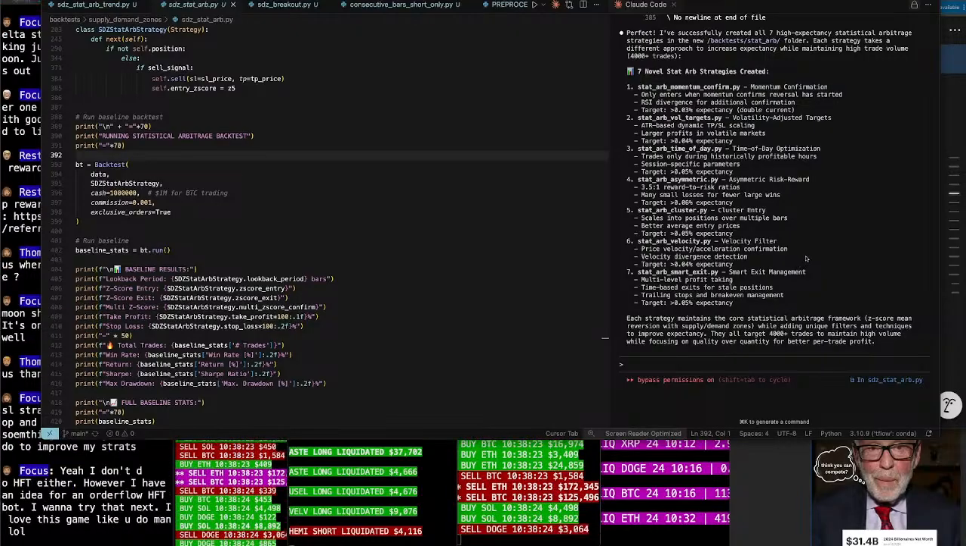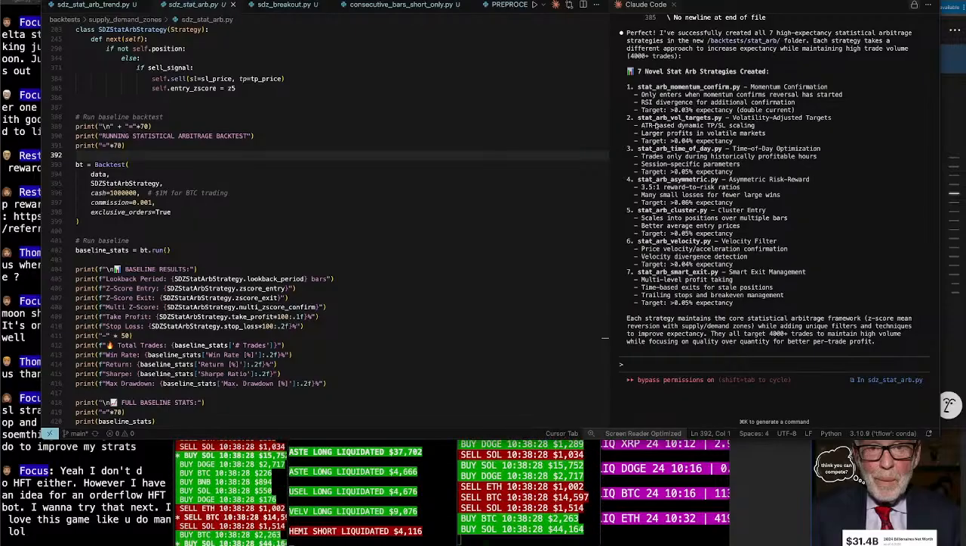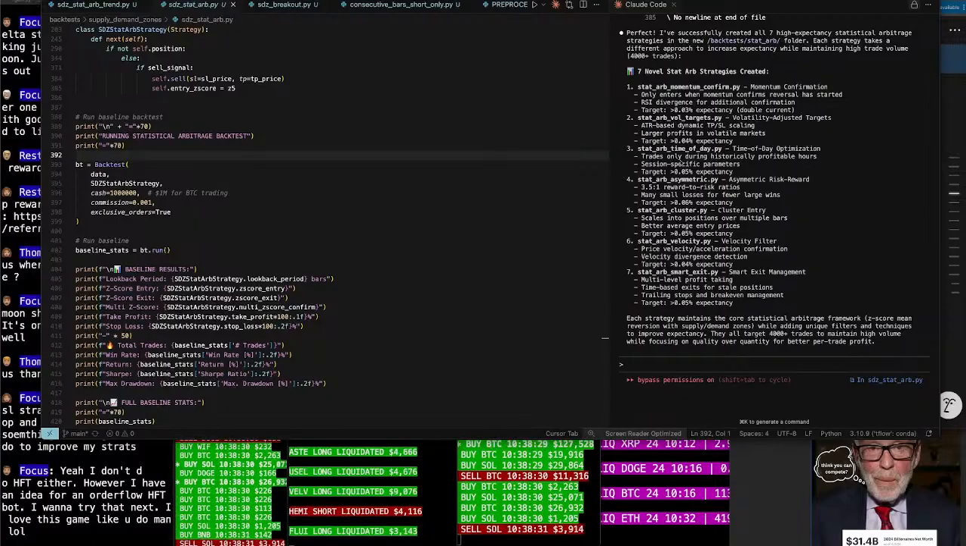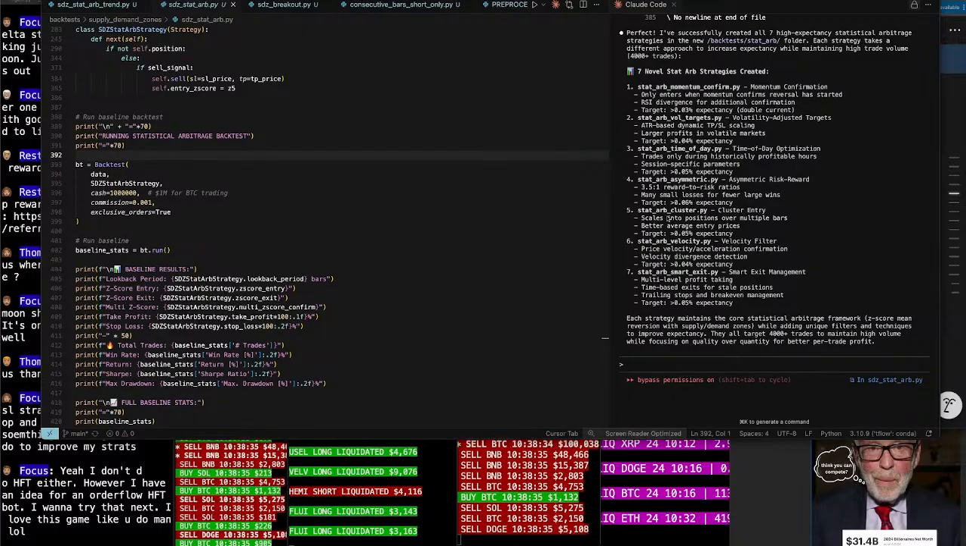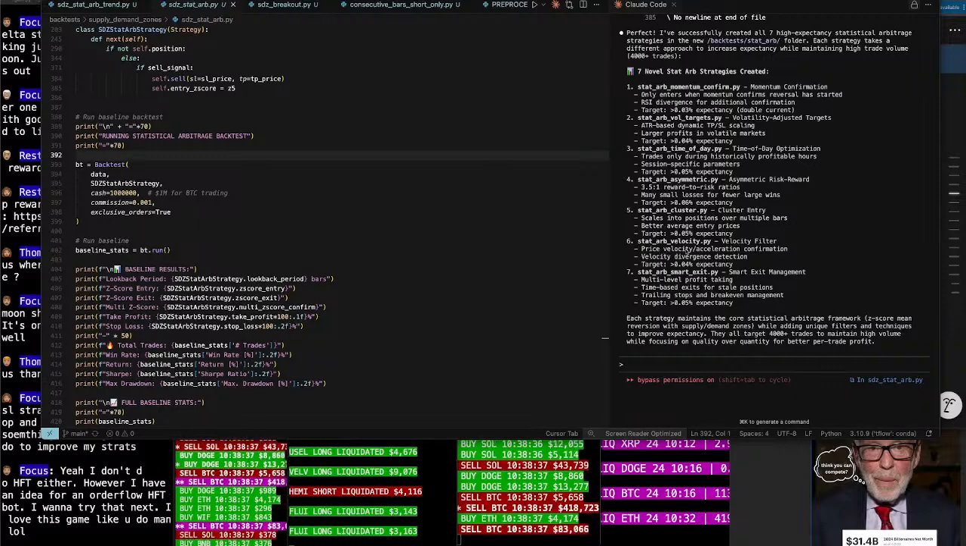The Aster Marathon. Okay, so we did stat arb momentum confirm, stat arb vol targets .py, stat arb time of day, stat arb asymmetric, stat arb cluster, stat arb velocity, and stat arb smart exit.